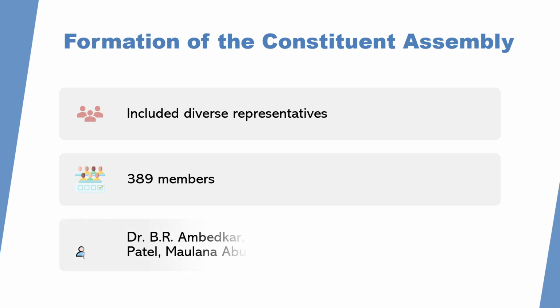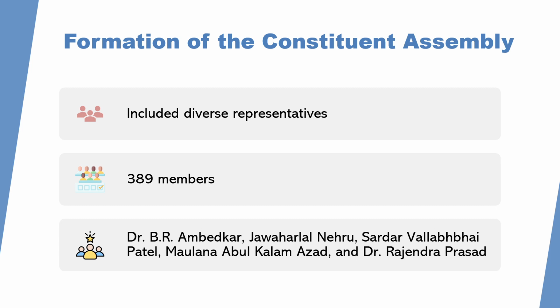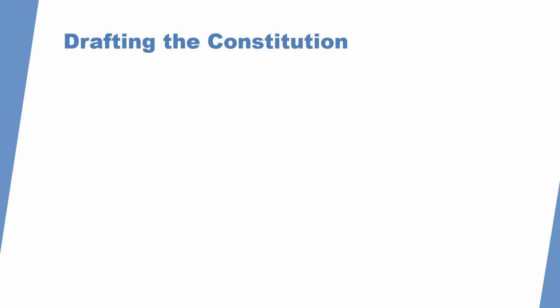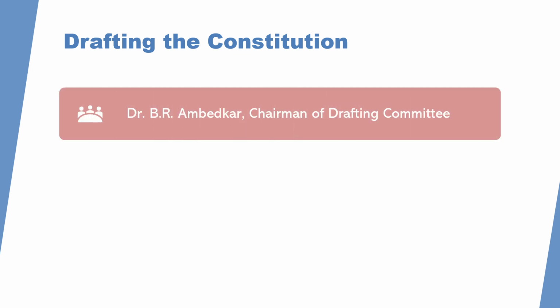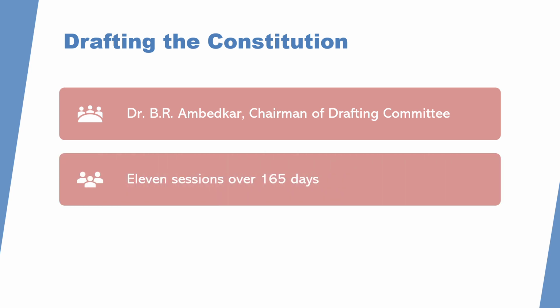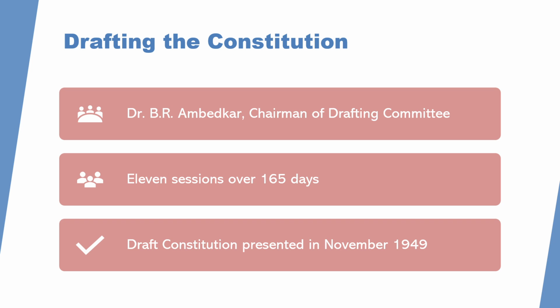Key figures included Dr. B.R. Ambedkar, Jawaharlal Nehru, Sardar Vallabhbhai Patel, Maulana Abul Kalam Azad and Dr. Rajendra Prasad among others. The drafting process of the Indian Constitution was meticulous and democratic, involving extensive debates and discussions. Dr. B.R. Ambedkar, as the chairman of the drafting committee, played a pivotal role. The Assembly held 11 sessions over 165 days, with the draft constitution being presented in November 1949.